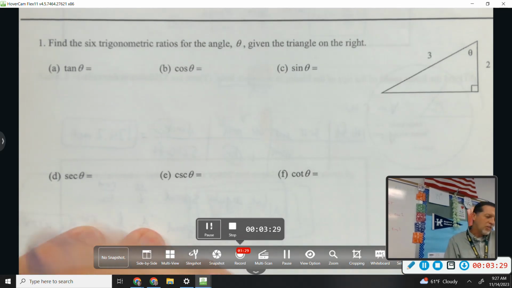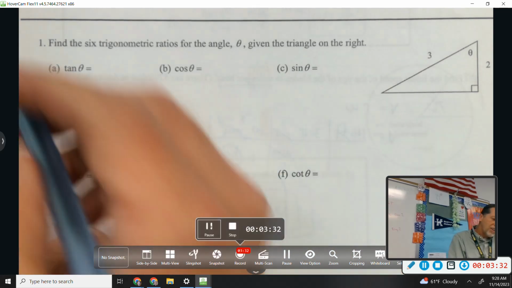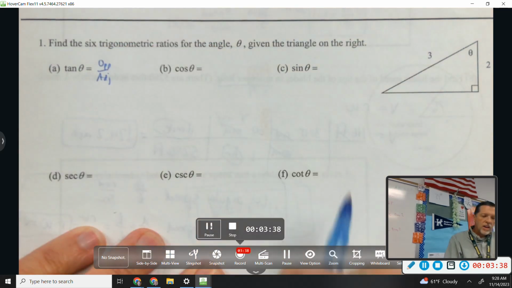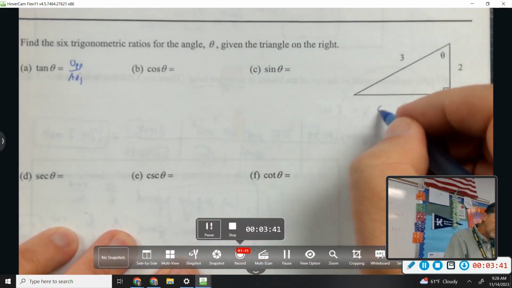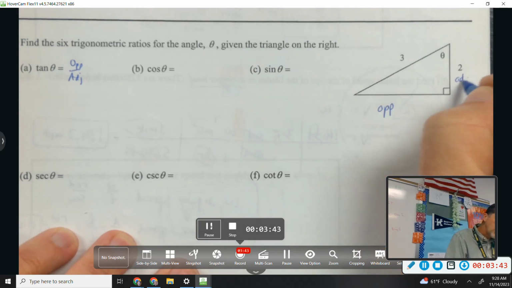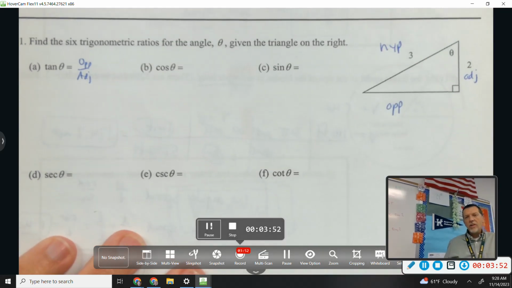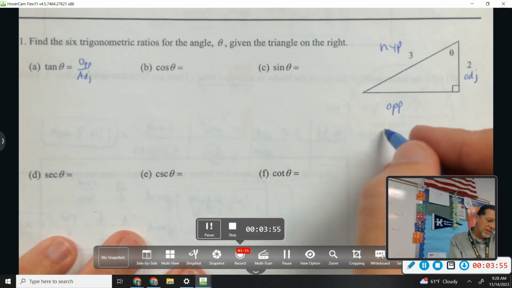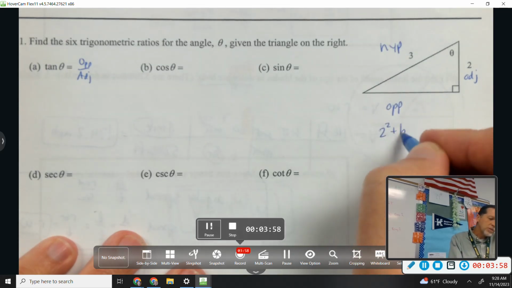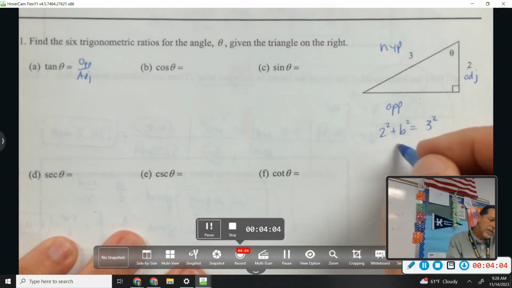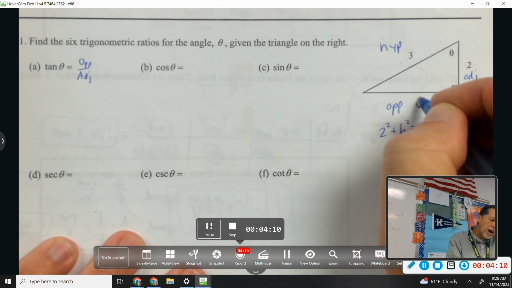Find the 6 trig ratios for this angle, given the triangle on the right. Okay, tangent is opposite over adjacent. Except I don't even have opposite. Maybe I should label these first. Opposite, adjacent meaning adjacent to the angle, and the hypotenuse is always across from the right angle. So how can I find the opposite side? A squared plus b squared equals c squared. 2 squared plus b squared equals 3 squared. So 9 minus 4 is 5. So opposite is the square root of 5.